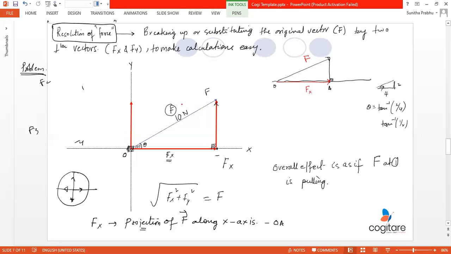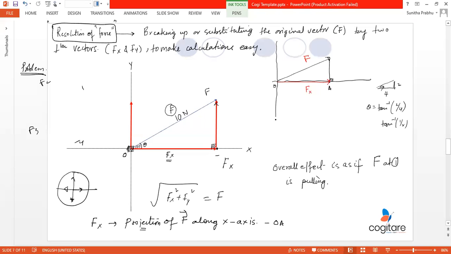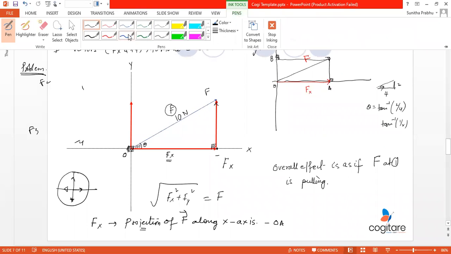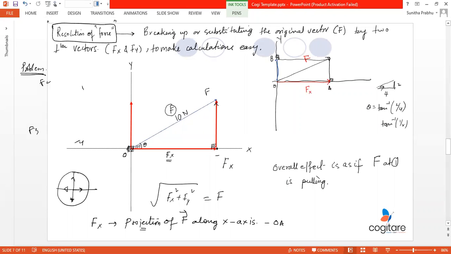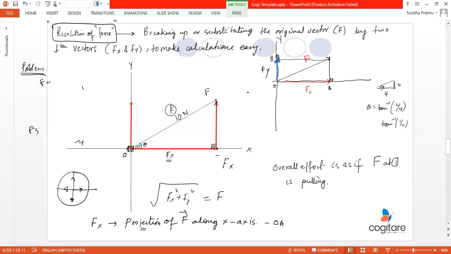Yes, sir. Likewise, what about vertical along the y-axis? Similarly, you will draw the y-axis here. Then from the tip of the force, you want to find how much it is along y. So you will drop a perpendicular from the tip along the y-axis. And this length which is there, you will call the projection along y, or you have resolved this along y, you will call Fy.